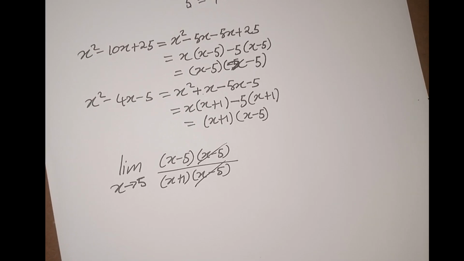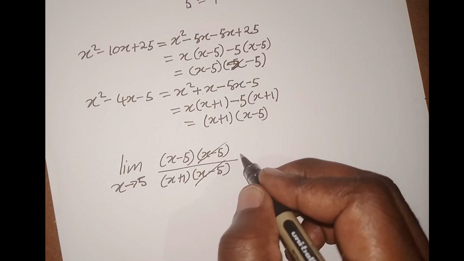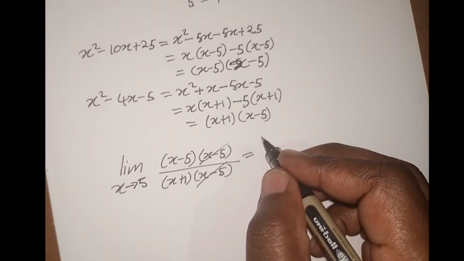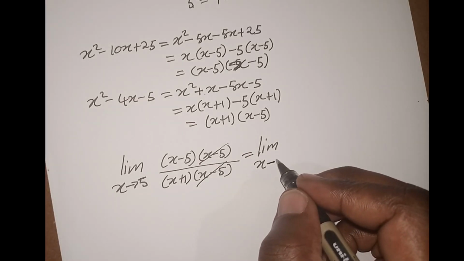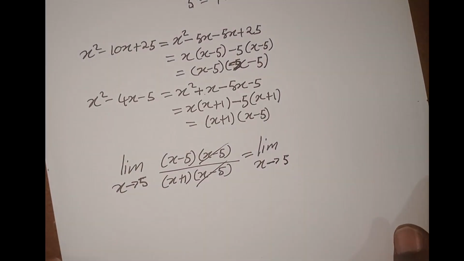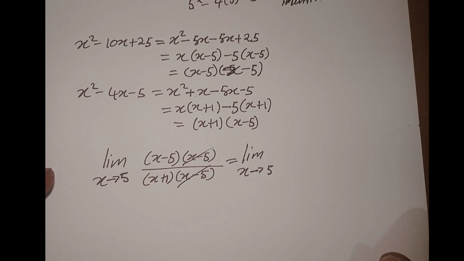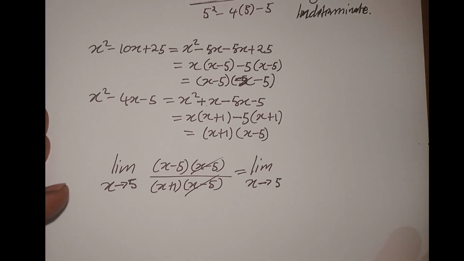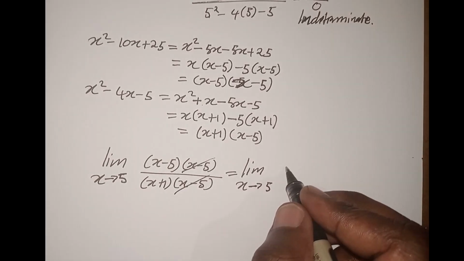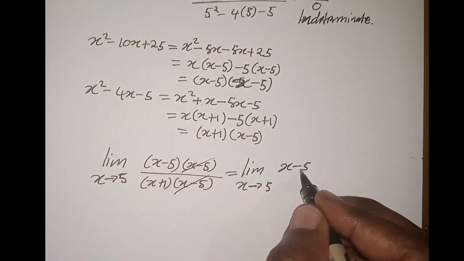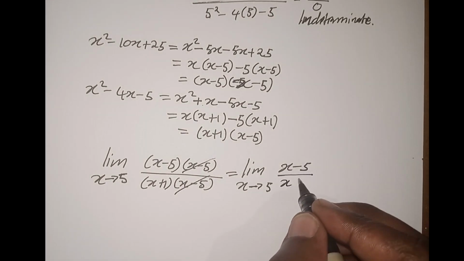Then you're going to end up with the limit as x approaches 5. The limit as x approaches 5, remain on top with x minus 5, and at the bottom remain with x plus 1.